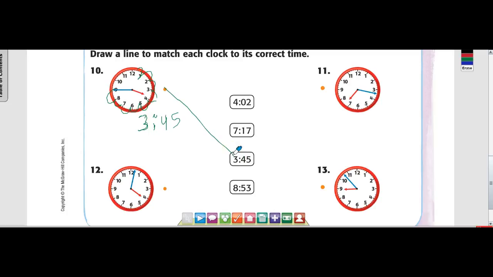That one looks like it's between the 4 and the 5, so it's still 4 o'clock. And then they went 2 little spaces, so number 12 is going to be 4:02. Correct. Number 11, the hour hand is between the 7 and the 8, so that's still 7. And then the minutes are 5, 10, 15, 2 more, 16, 17. So 7:17. That would be the second one here. And the last one would be 8:53. All right.